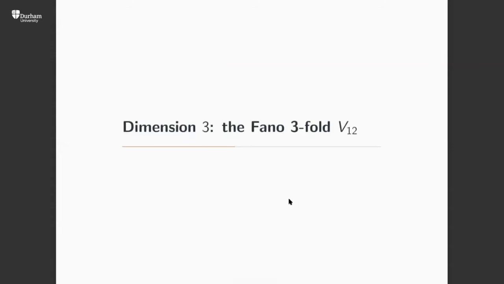So in dimension 3, there's another very famous algebraic variety. Before we had a del Pezzo surface, and in dimension 3, the main player is going to be this Fano threefold called the Fano threefold V12. And I'll explain a bit about that in a minute.